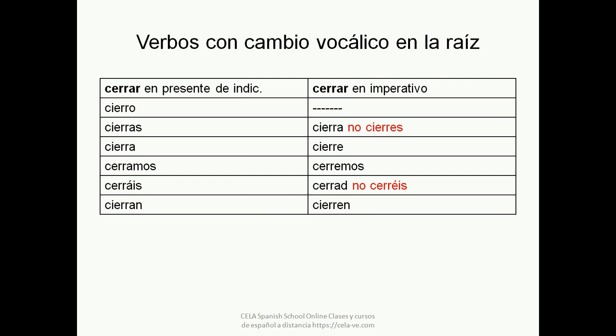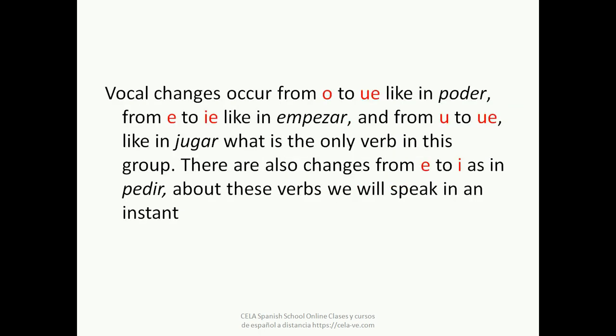Irregular verbs that have vowel change in the present also have vowel change in the imperative. Remember that vowel changes occur from O to UE like in poder, from E to IE like in empezar, poder is can, empezar to begin, and from U to UE like in jugar. Jugar is the only verb in this group. There are also changes from E to I as in pedir, to ask. About these verbs, we will speak later.